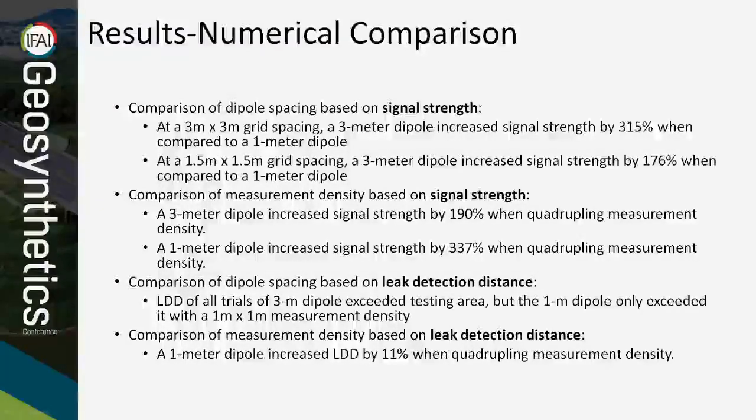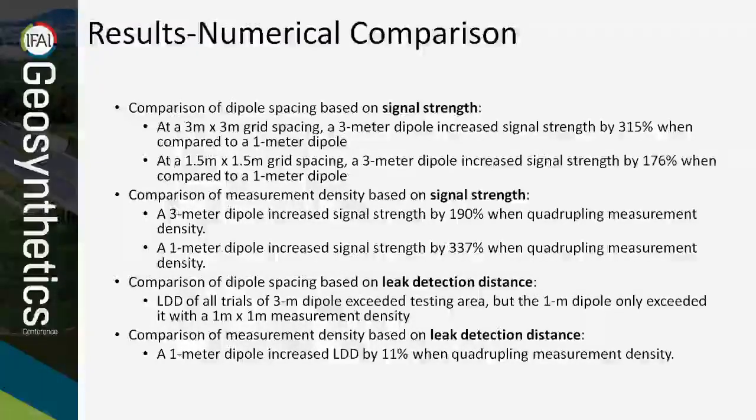At the smaller grid spacing, the 3 meter dipole increased signal strength by 176% when compared to a 1 meter dipole. If you want to compare the increase of signal strength based on measurement density, the 3 meter dipole increased signal strength by 190% when quadrupling the measurement density, and then the 1 meter dipole increased signal strength by 337% when quadrupling measurement density. But if you're looking at leak detection distance, the 3 meter dipole exceeded the limits of the testing area in all cases, but the 1 meter dipole only exceeded the testing area when it was at a 1 meter by 1 meter measurement density.